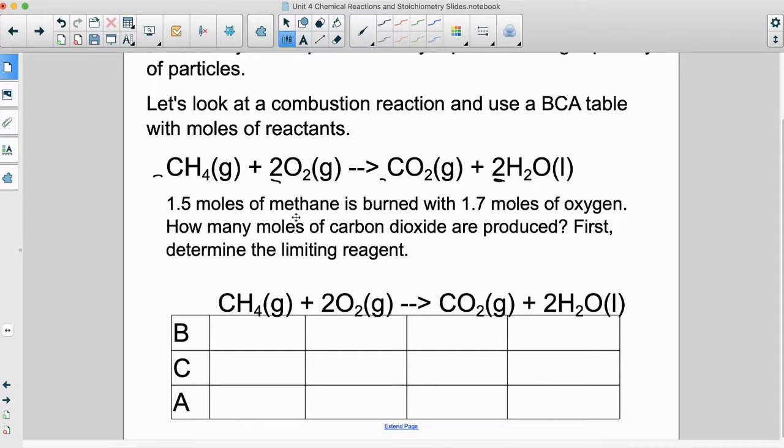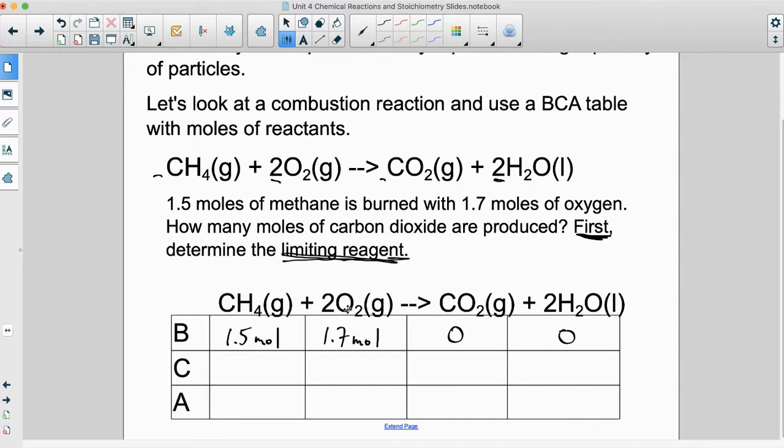Here, we're going to use a BCA table and answer this question: how many moles of carbon dioxide are produced? And again, always first determine the limiting reagent. We want to figure out what the limiting reagent is. So I'm going to put my reactants in here, 1.5 moles of CH4 and 1.7 moles of oxygen, and 0 products in the beginning. My change, I've got to figure out the limiting reactant. So let me look here. If I look at my CH4 amount, I see that I have 1.5 moles of CH4.